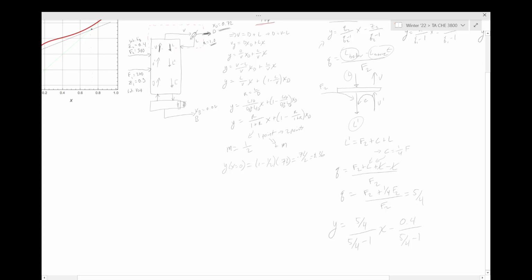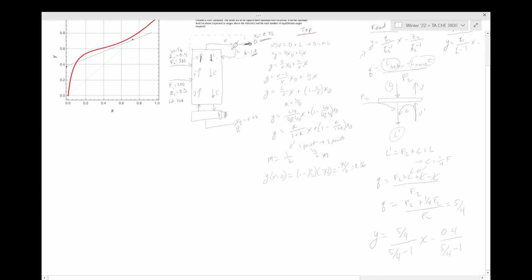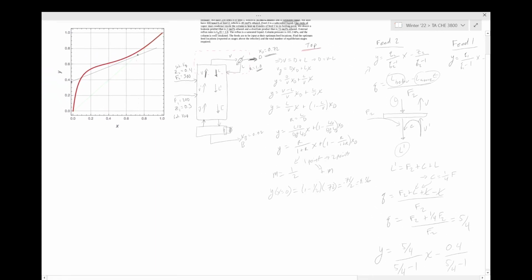So again, like I said previously, in order to draw a linear line, we need either 2 points or 1 point and the slope. As with the top operating line, we are going to go to the y equals x line for the composition. So our composition for this is 0.4. So we're simply going to go up here and go to 0.4. Okay. Then we need either the slope or we need the intercept.